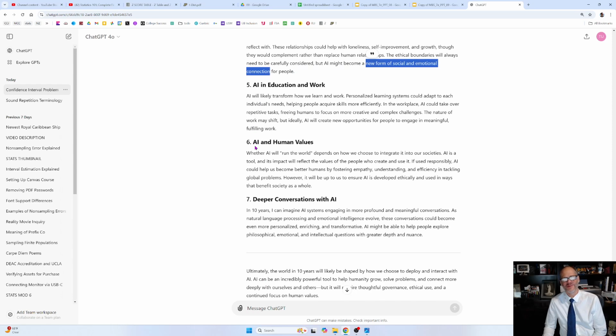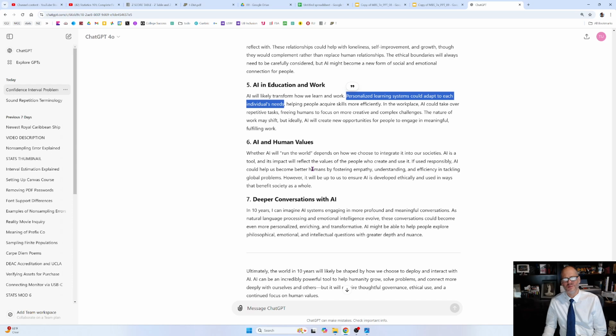AI in education and work. AI will likely transform how we learn and work. So that's what we're learning in this class, right? We're seeing the transformation of how we learn. Personalized learning systems could adapt to each individual's needs. Yeah, so we're going to have adaptive learning. And for each person, you're just going to get tutored and drilled specifically, and you're going to just be talking with the machine. It's going to be helping you learn it. It's going to reinforce it. Helping people acquire skills more efficiently in the workplace.